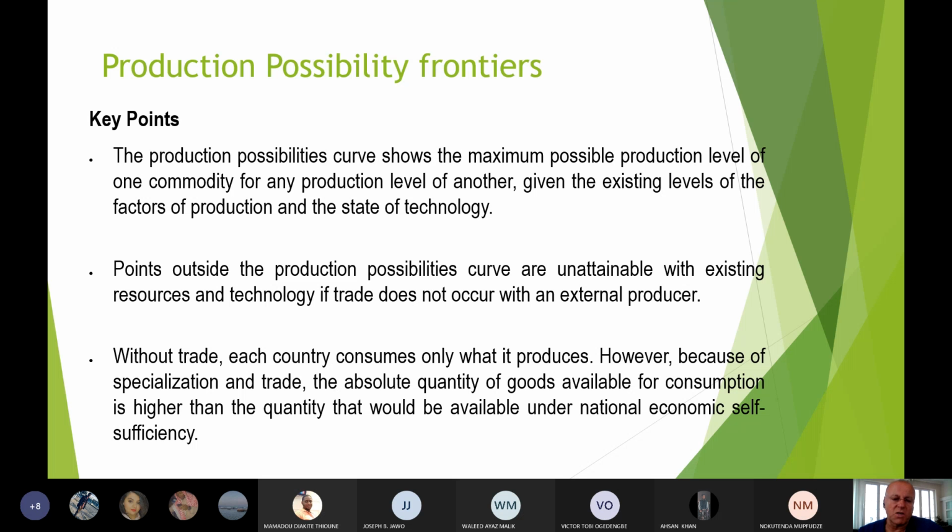However, because of specialization and trade, the absolute quantity of goods available for consumption is higher than the quantity that will be available under national economic self-sufficiency, which is important.